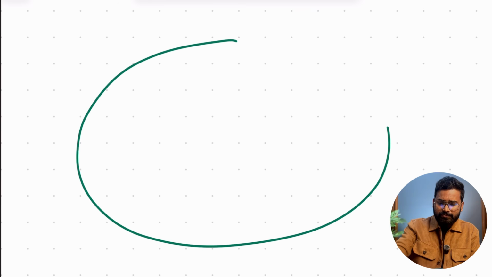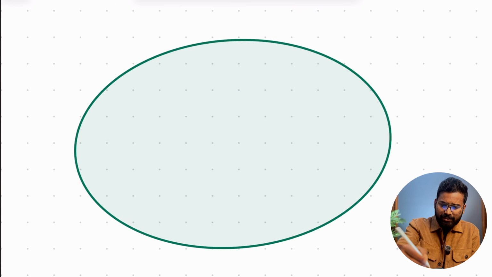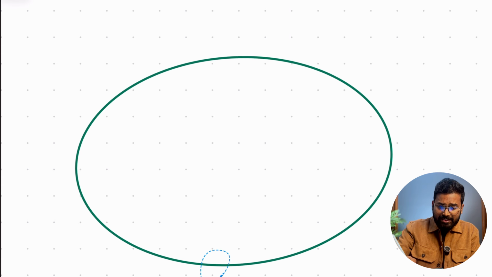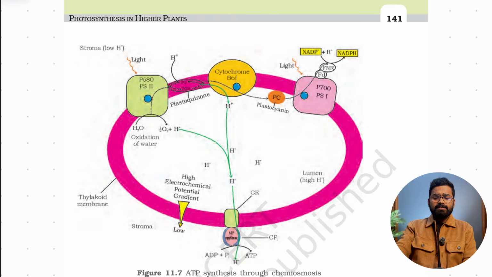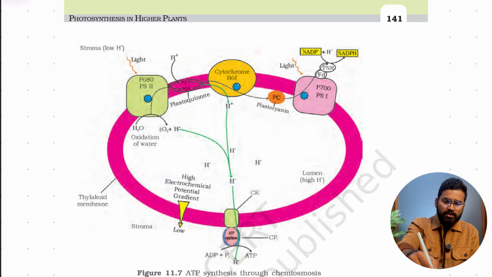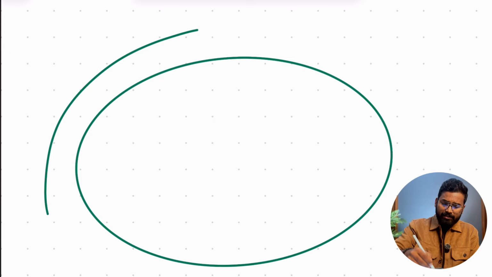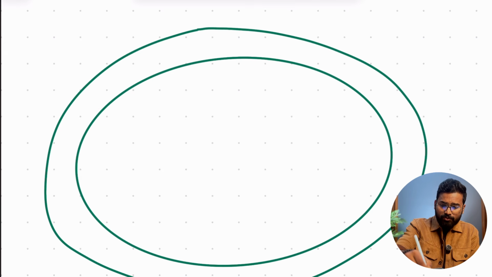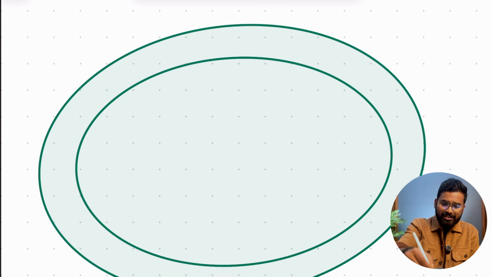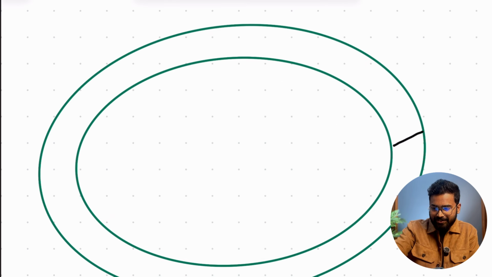Now say this thing is a thylakoid. Very often I see students confuse it, thinking thylakoid has a double membrane because the diagram of NCERT seems like it has 2 membranes. No, thylakoid actually has a single membrane. So why are there 2 lines in that NCERT diagram? This is simply because this part explains the thickness. What you see here are not 2 membranes. This explains the thickness of one membrane.